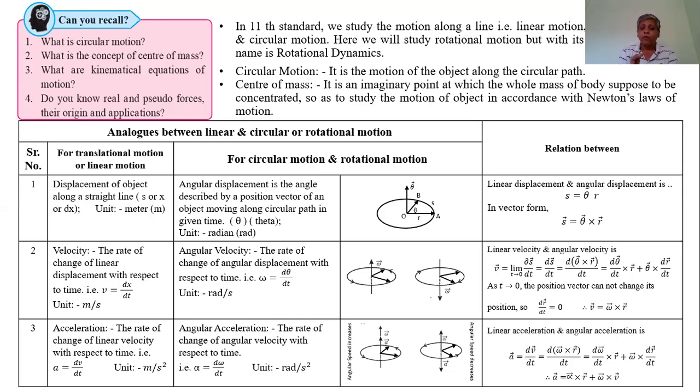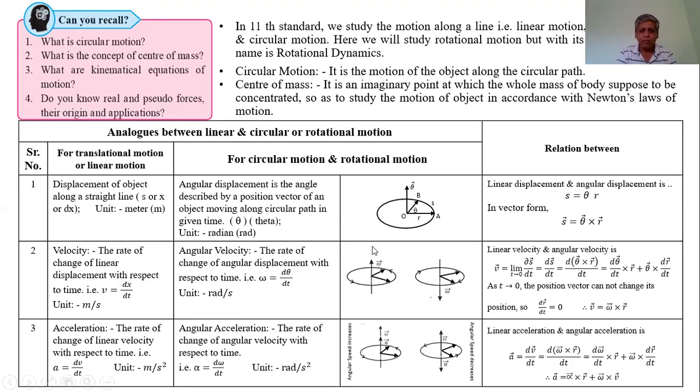When the body rotates about its own axis or about one of its axes, every particle performs circular motion about that axis. That is called rotational motion. In circular motion and rotational motion, the displacement performed by the particle is angular displacement, and in translational motion, the displacement is linear. That is the only difference. But the angular displacement is analogous with the linear displacement.